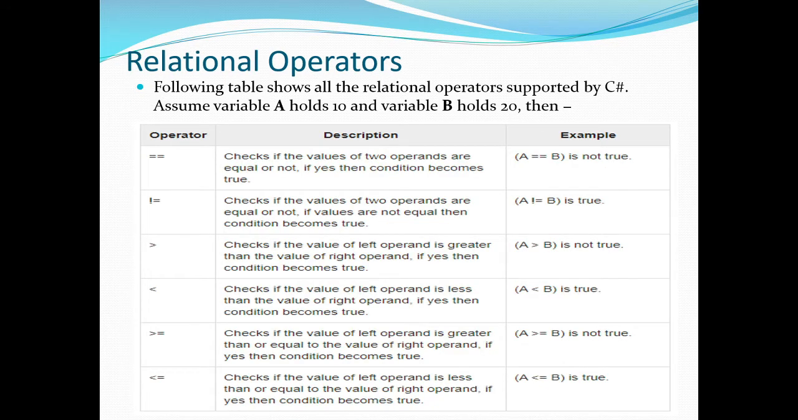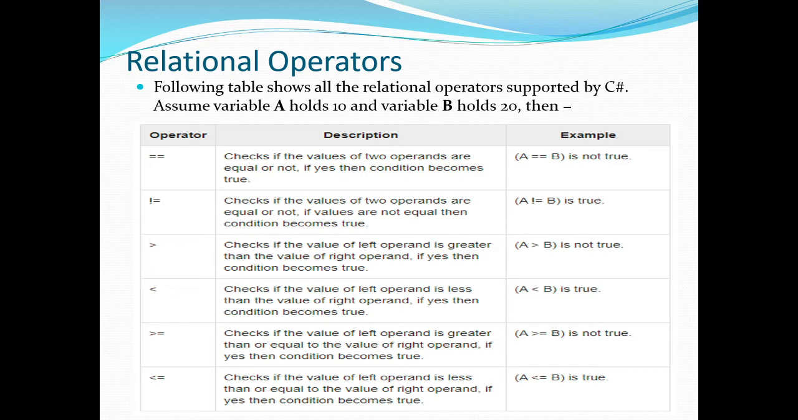Then number 2, we have the relational operators. The following table shows all the relational operators supported by C#. Variables a and b still hold 10 and 20. Remember these operators, guys: equals equals and not equal, greater than, less than, greater than or equal to, and less than or equal to. Equals checks if the values of the two operands are equal or not. If yes, then the condition becomes true. We can use that in our if-then-else coding.